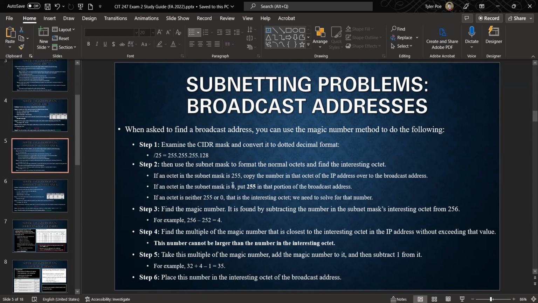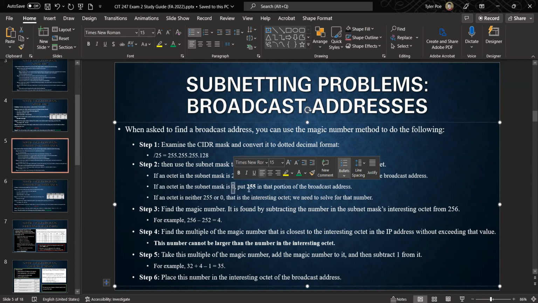But this is the difference with the broadcast address. You have to put 255 at the end of it if there is a 0. Or you have to put 255s in the broadcast address if there are zeros in any of the octets of the subnet mask, excuse me. So again, we find the magic number. We solve for the subnet ID again by finding the multiple of the magic number that is closest to or equal to the interesting octet without exceeding that value.